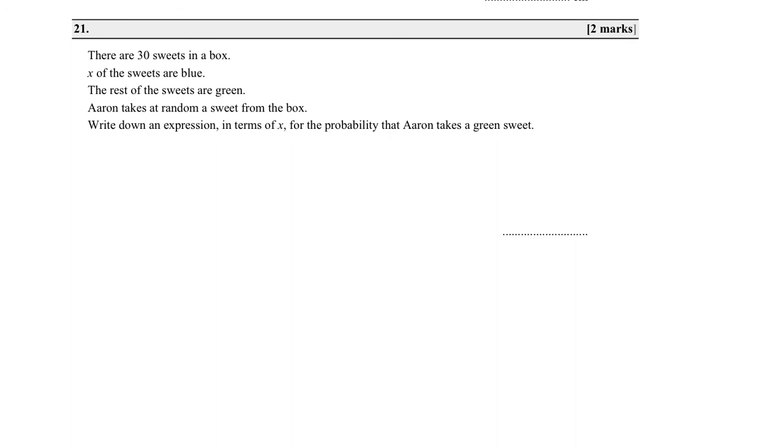There are 30 sweets in a box. X of the sweets are blue. Okay, so we know the total is 30. The rest of the sweets are green, so that must be 30 minus X are green. Aaron takes at random one sweet from the box. Write down an expression in terms of X for the probability that he takes a green sweet. So how many greens do we have? 30 minus X out of a total of 30. That was really simple. Nice and easy.